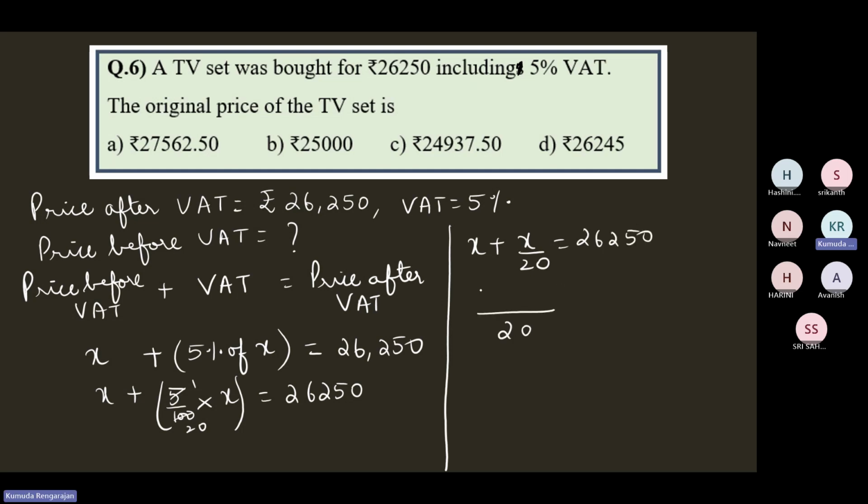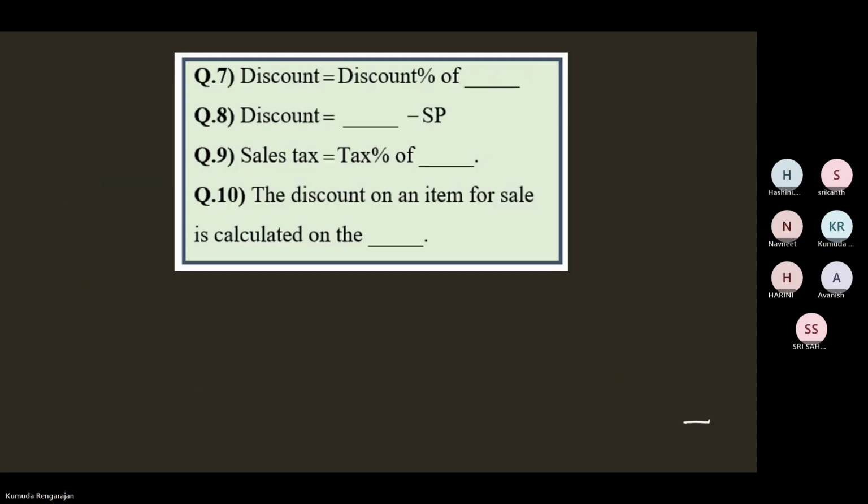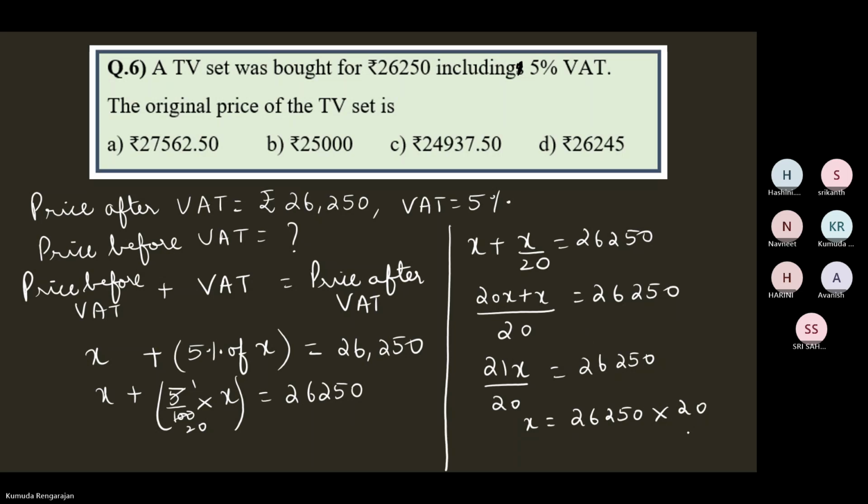20 is a common denominator. So you get 20X plus X is equal to 26,250. 21X by 20 is equal to 26,250. So X is equal to 26,250 into reciprocal, 20 by 21. Correct. On the calculator, 26,250 into 20 divided by 21. X is equal to rupees 25,000.